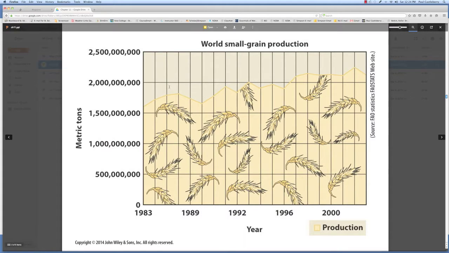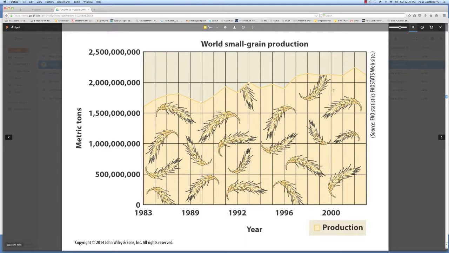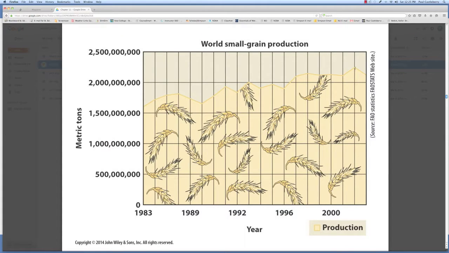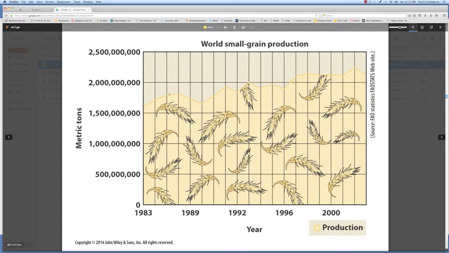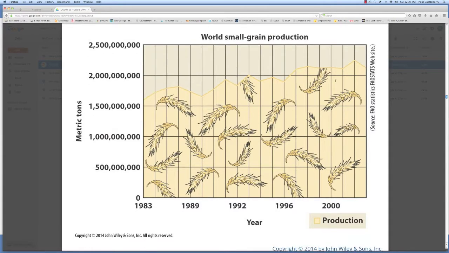Now, if you take a look at how we have increased from just a shade over 1.5 billion metric tons back in 1983 to about 2006, it looks like it's about 2.3 billion metric tons. But our world population has increased at a rate much greater than the slope that you see of this particular curve. And so again, our population seems to be outgrowing what we can produce in terms of small grain.